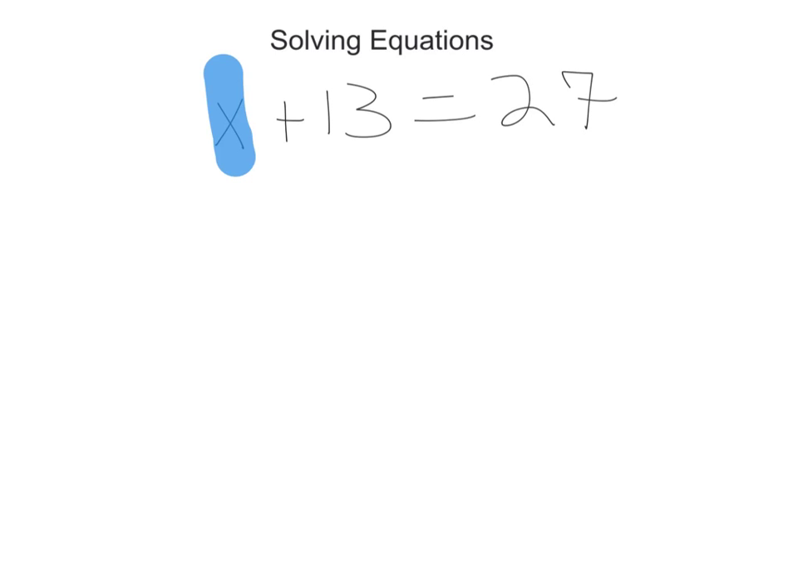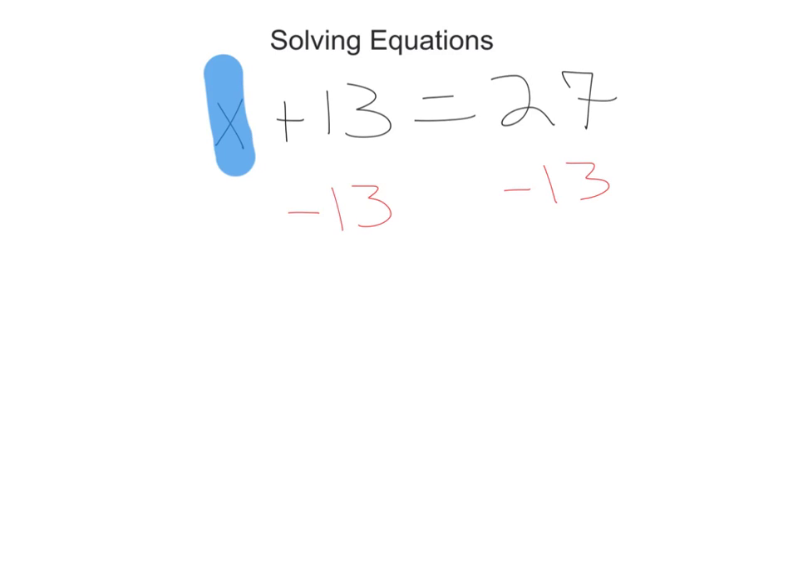The way we're going to do that is by using something called inverse operations. If you look at this problem, it's x plus 13 equals 27. So if we want to get x alone, we have to remove this plus 13. And the way that we do that is by using an inverse operation, and the inverse operation of addition is subtraction. So we're going to do minus 13, minus 13.